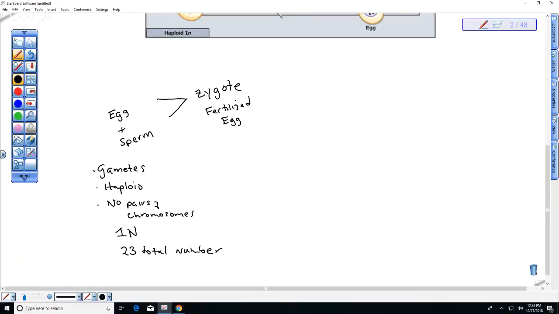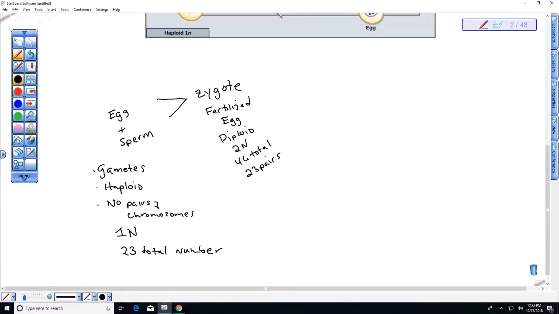So this zygote is going to be diploid, which means that di means two. So it has two copies. So we're going to say that it is 2N. And we would have 46 total, but 23 pairs. So it's really important that you note whether the question is asking how many total chromosomes or how many pairs of chromosomes the cell has.